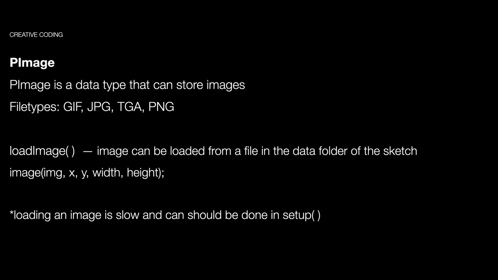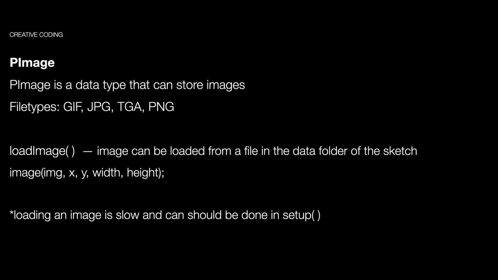And when we're in draw, or somewhere else in the code, and we want to call an image, we'll use image, and then the different parameters or arguments here are the variable of the image, the X and the Y position, and the width and the height. If you don't specify the width and the height, it'll just use the width and the height of the original image.